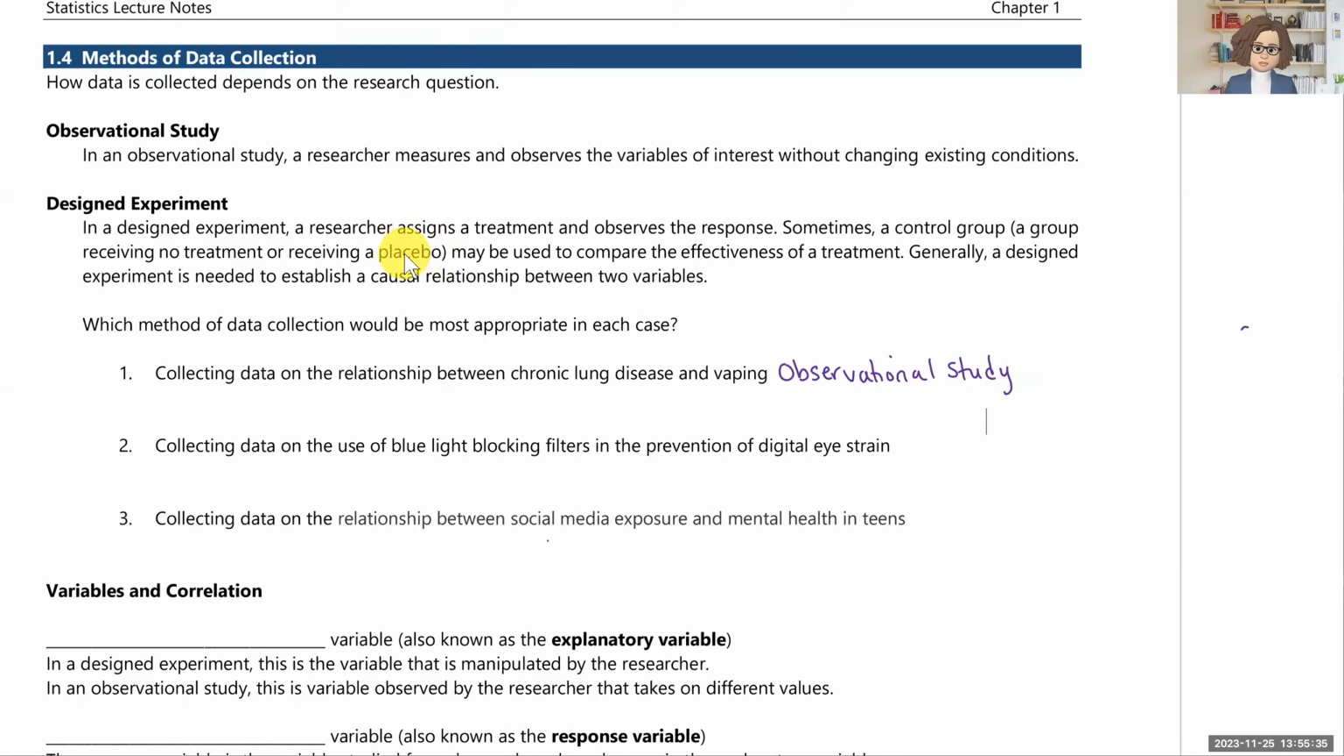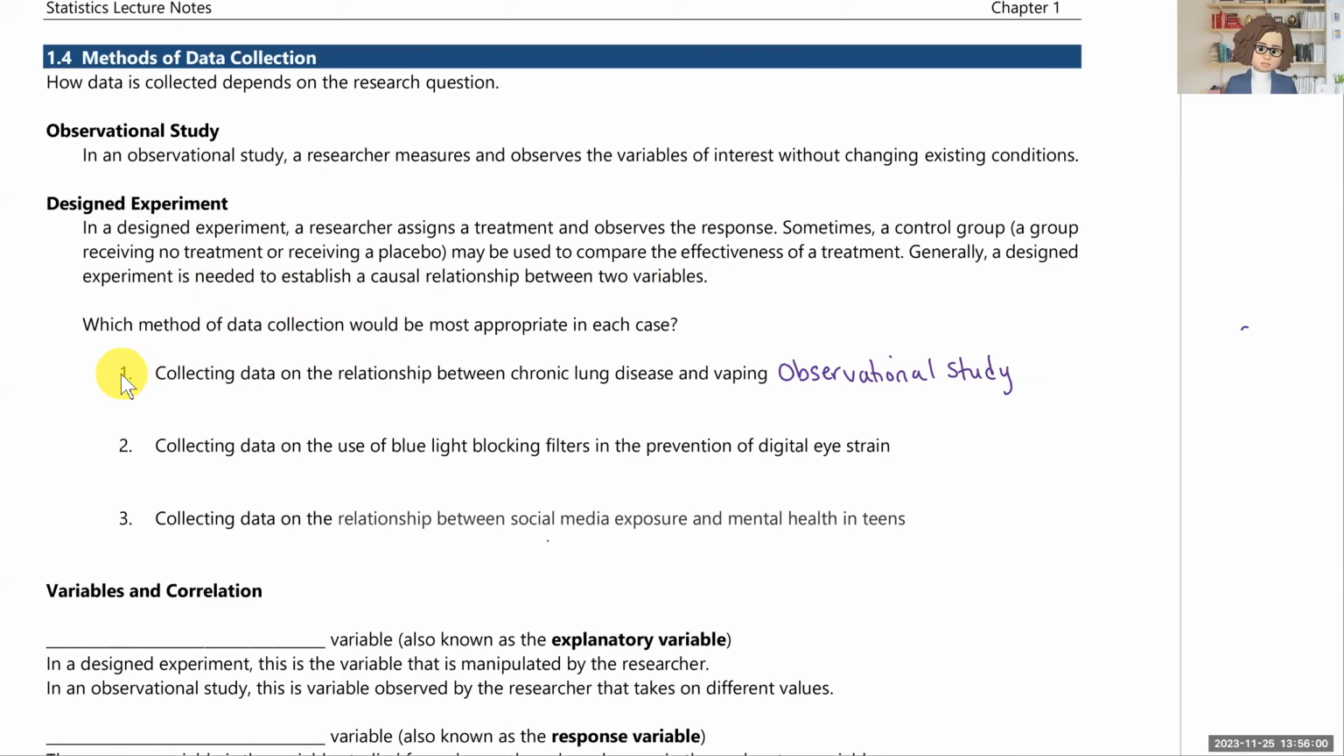So you probably heard the word placebo before. It just means an innocuous treatment, so something that literally does nothing. You'll hear it referred to as a sugar pill sometimes. So we would have these two groups and we would compare the effectiveness of the treatment. And generally, a designed experiment is needed to establish a causal relationship between two variables.